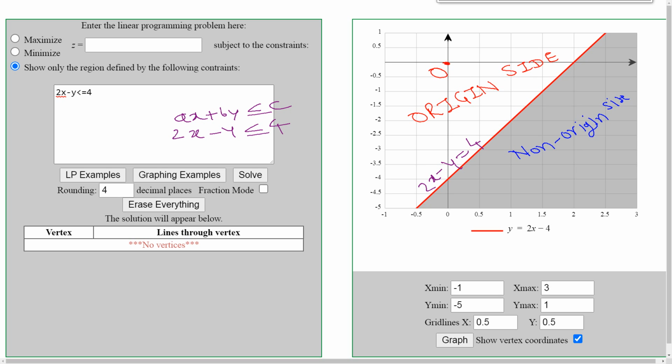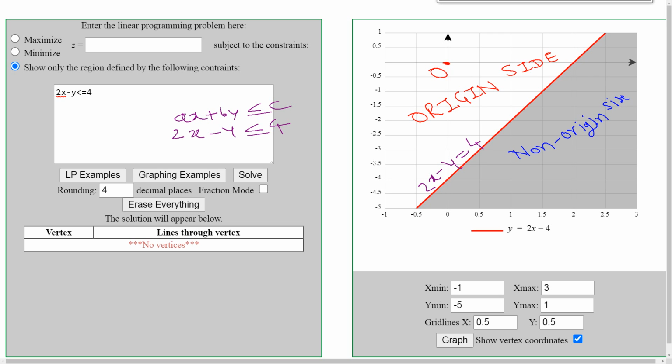And I have given you the hint. Most of the time the answer is origin side or non-origin side. So how to determine whether the origin side or non-origin side is the required region? You simply have to check whether the origin satisfies this or not. If origin satisfies, the answer is true, which means the answer is origin side. And if the point origin does not satisfy, that is, the answer is false for this inequality after substitution, then the answer is non-origin side. It will be clear in a few moments.